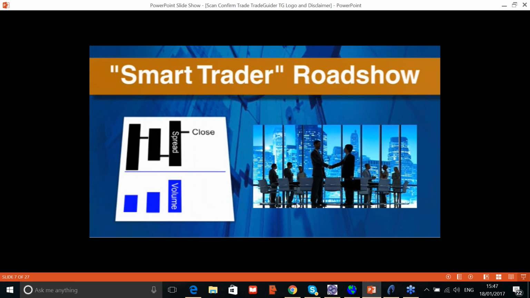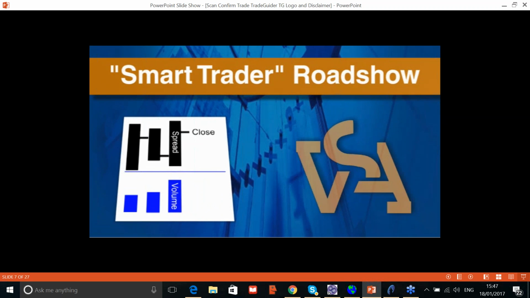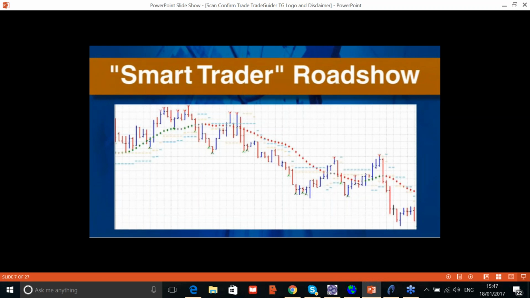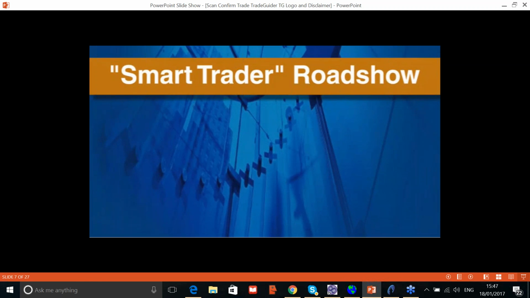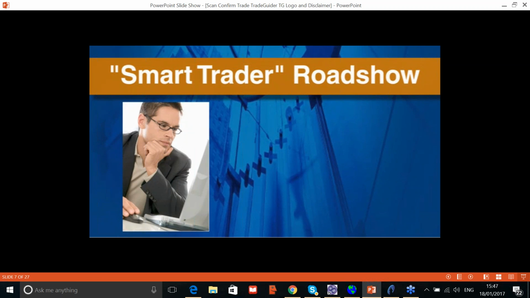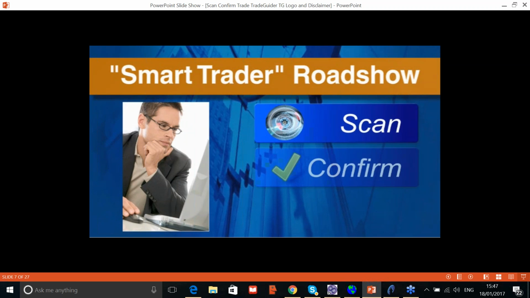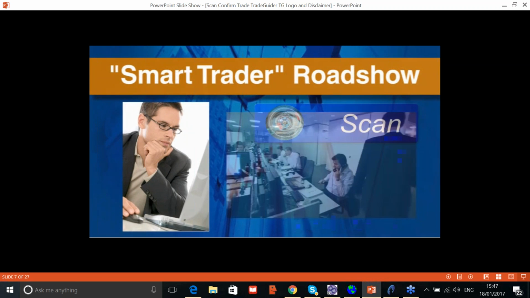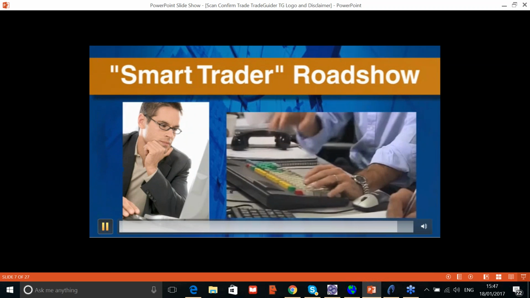And it's this interrelation which forms the basis of the volume spread analysis methodology. We'll show you how you can identify the tops and bottoms of a market in foresight, not hindsight. We'll show you how you can use the three-stage trading process, scan, confirm, trade, to form the basis of a powerful trading strategy so that you can trade in harmony with the smart money.